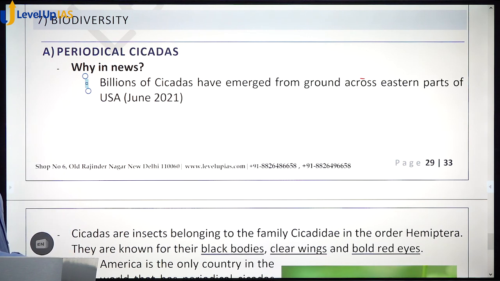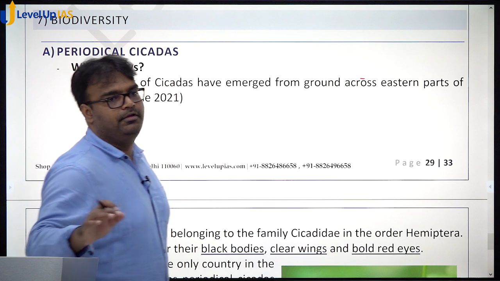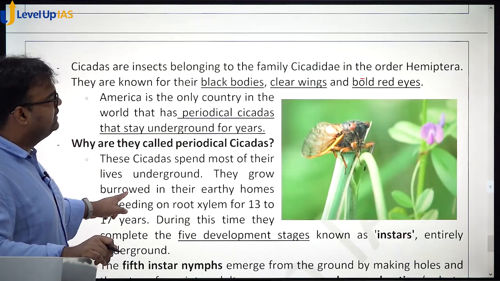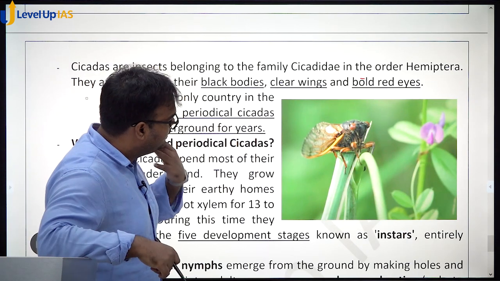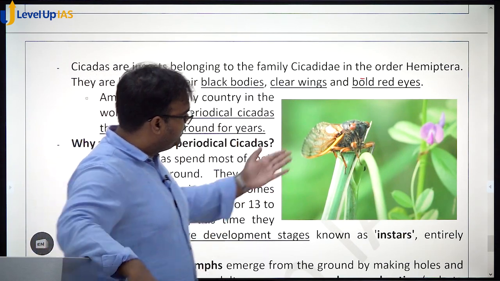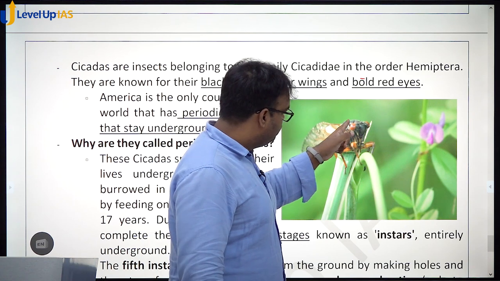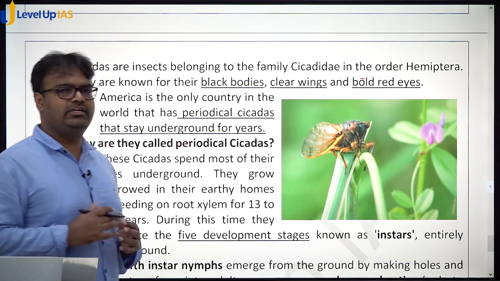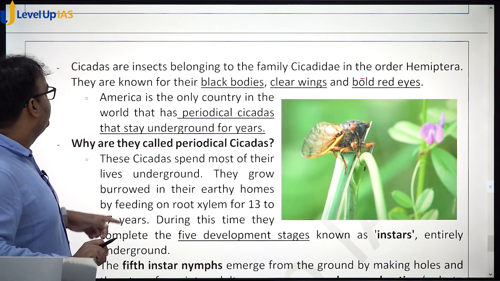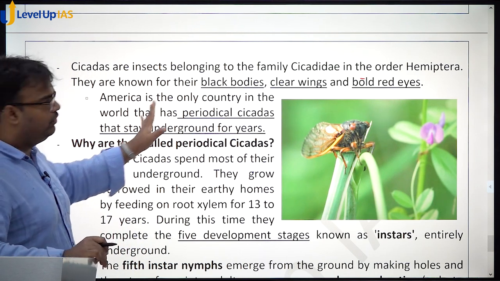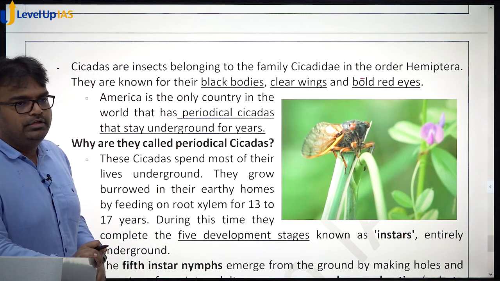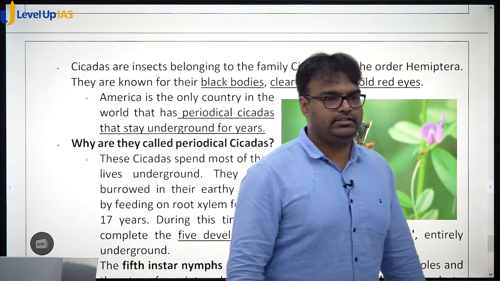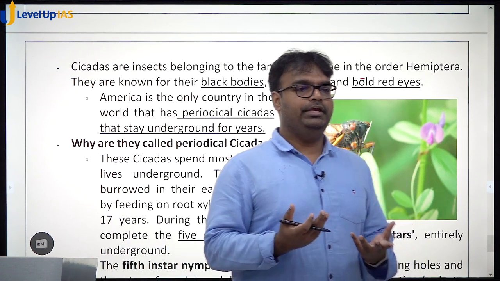First is periodical cicadas. What are these cicadas? Cicadas are insects. We can see that they have transparent wings, reddish eyes and all. So what are cicadas and why are they called periodical cicadas? First, they are an insect of the cicada family. They were in the news recently because billions of cicadas came out of the ground in the USA.